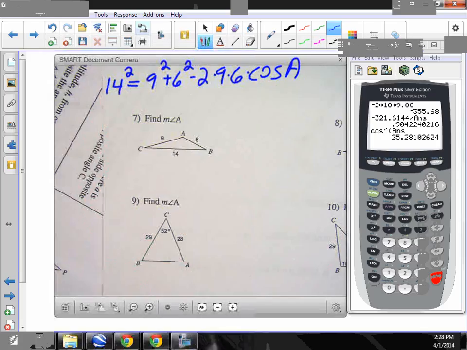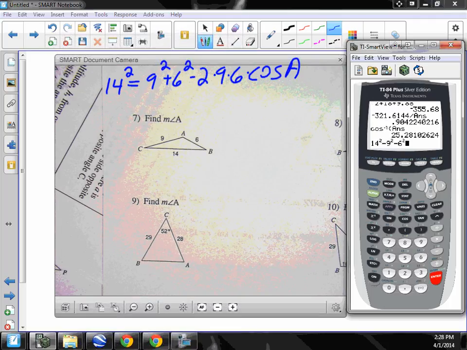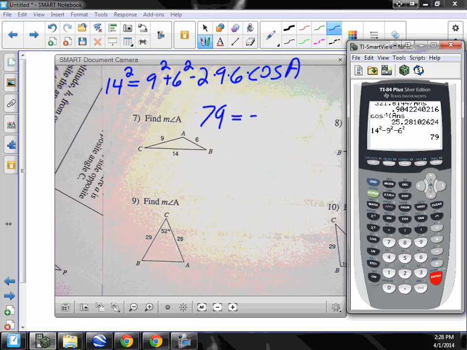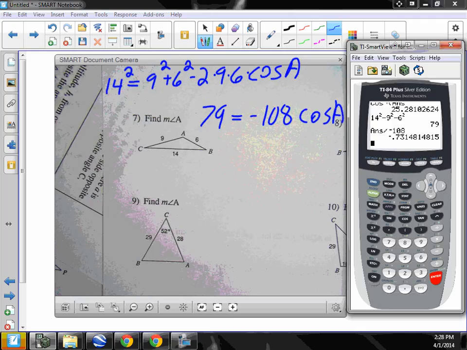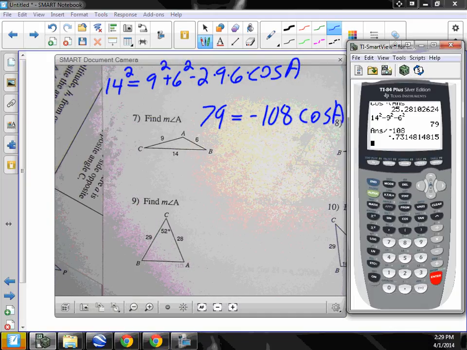Notice when you do 14 squared minus 9 squared minus 6 squared, we end up with a positive number, which didn't happen last time. So 79 equals negative 108 cosine of A. So I'm going to divide by negative 108, and we get a negative value. Is that possible? Well, we never got a negative sine value when using the law of sines.